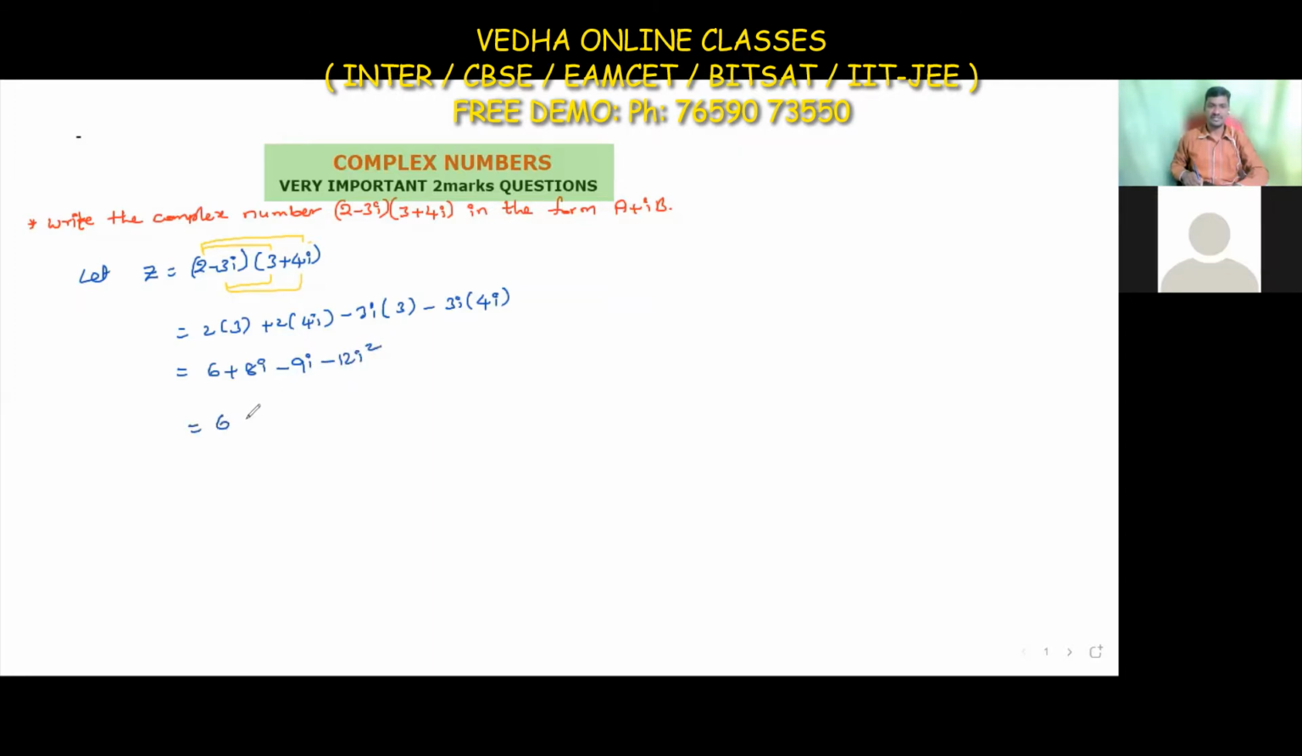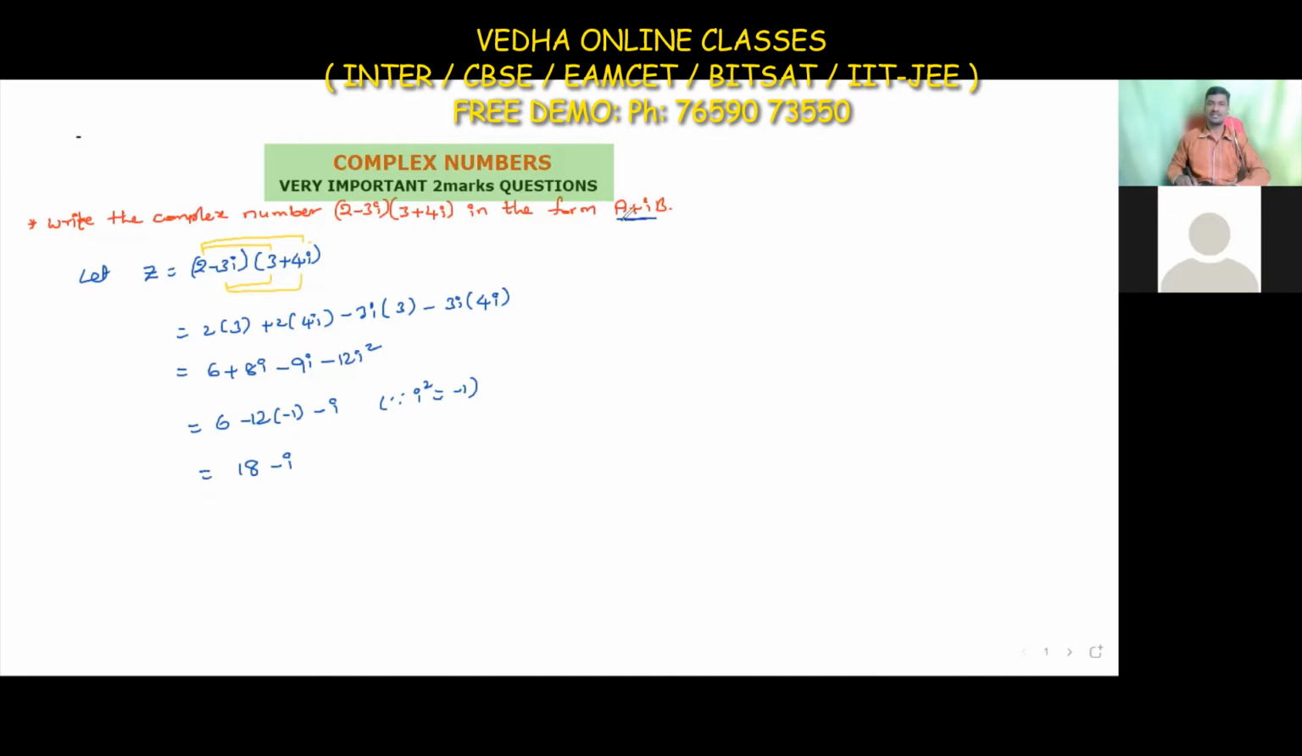So that is 6. Writing the real terms separately and imaginary terms separately. Minus 12 i square is a real term only, since the value of i square is minus 1. The imaginary terms are 8i minus 9i, which is minus i. Here we used the formula i square is equal to minus 1. So 6 plus 12 is 18, minus i.